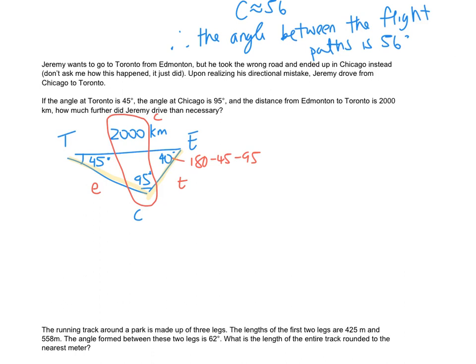So why don't you go ahead and pause the video. You're going to have to do sine law 2 times, once to solve for E and once to solve for T. So go ahead and set that up, do your cross multiplying, find the 2 dimensions, and then try to figure out how much further he drove than was necessary. Then come back to the video to check your work.